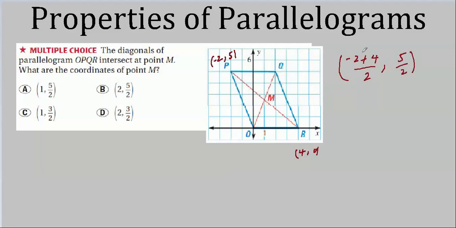Well, -2 plus 4 is 2, over 2 is 1. And they didn't reduce the fraction here. We'll just leave it as 5 over 2. Does any of these match? Oh, well, there we go, first one. So the answer would be A.